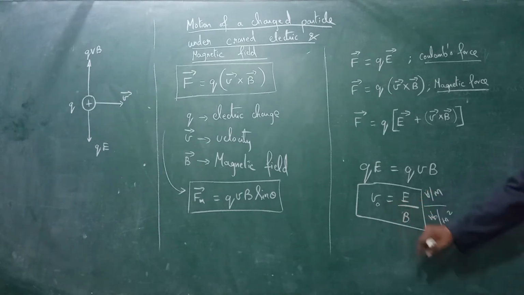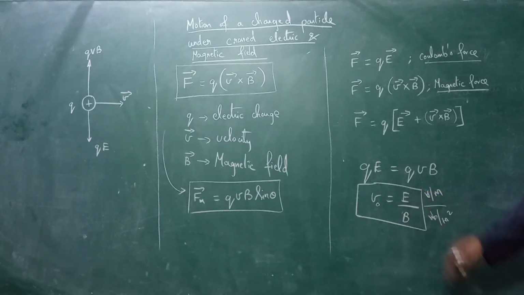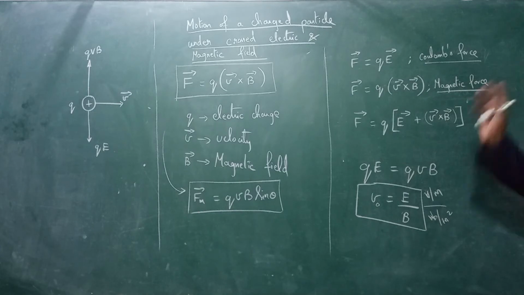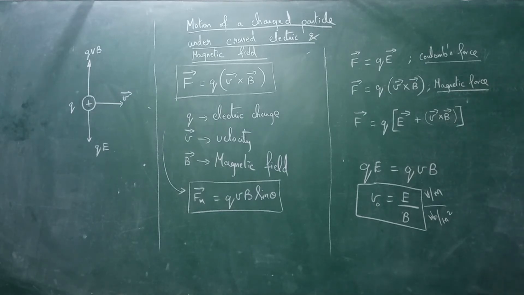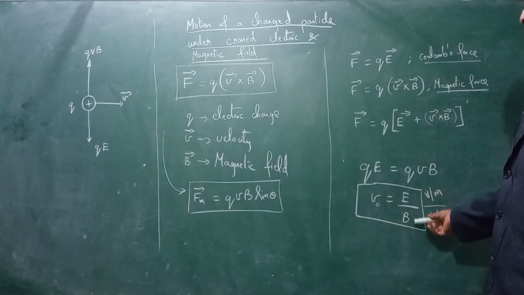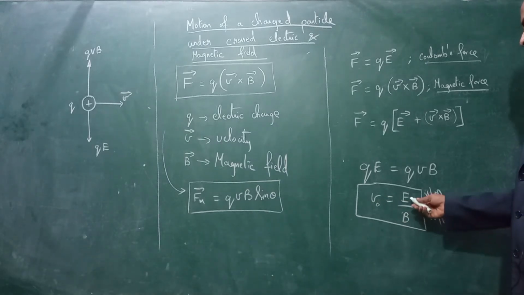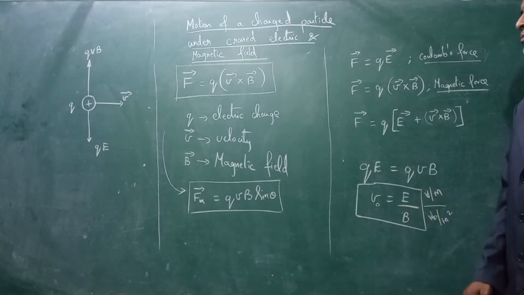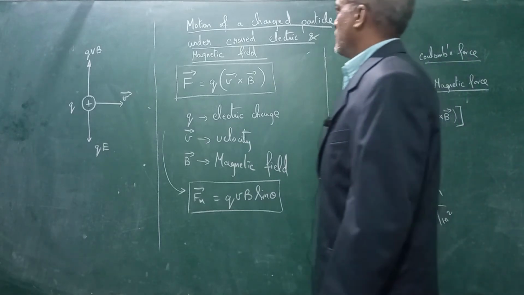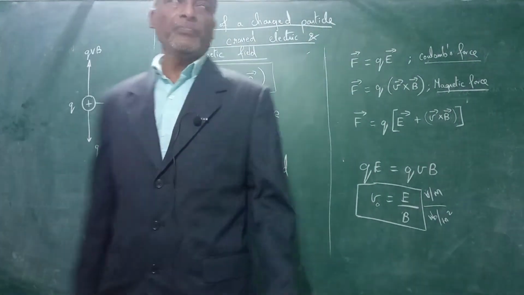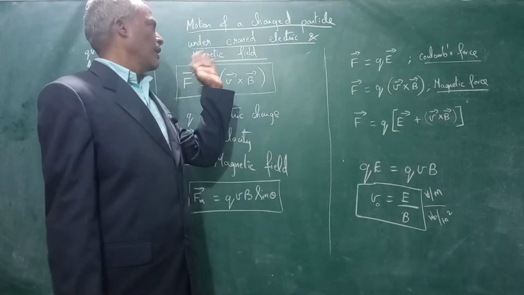That means velocity can be increased by increasing the electric field, and velocity decreases when the magnetic field is increased. That's the meaning. So in a crossed electric and magnetic field, we have a steady velocity if both E and B are constant. We have a steady velocity given by the formula E divided by B. So that's all about motion of a charged particle under crossed electric and magnetic field.